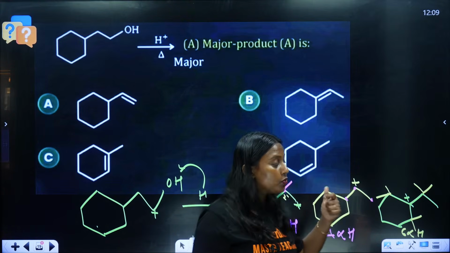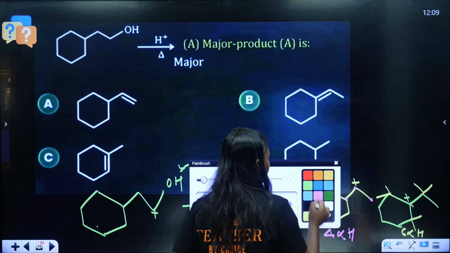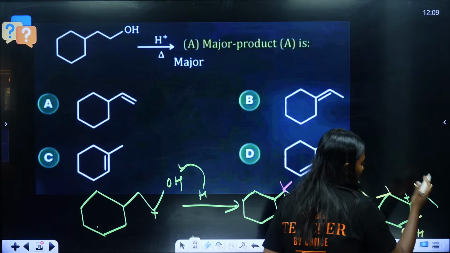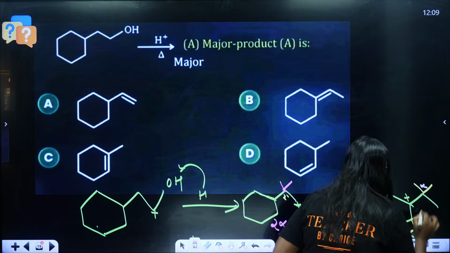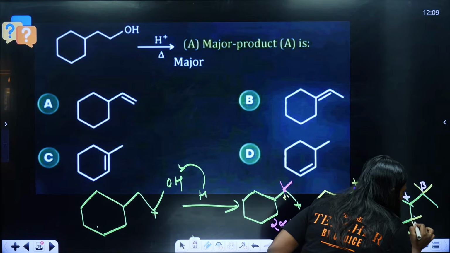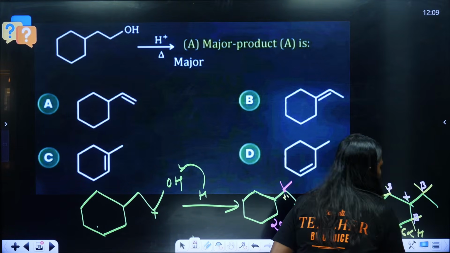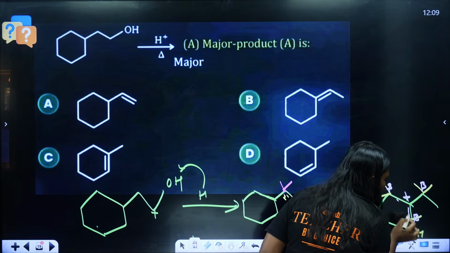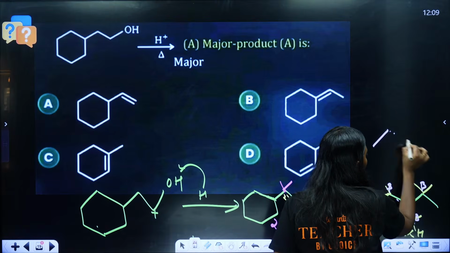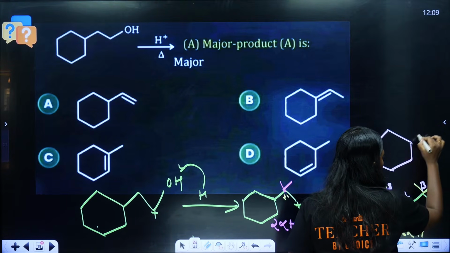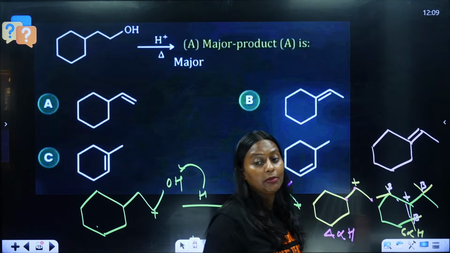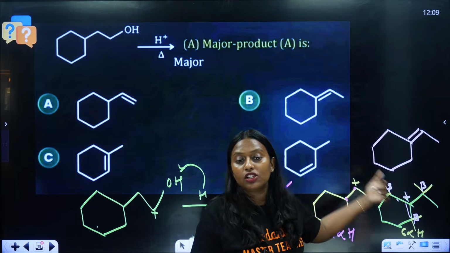Rearrangement is possible. So where will the double bond come? Where is the chance for the double bond? This is one beta carbon when you consider the carbocation, this is another beta carbon, and this is also another beta carbon. So the double bond can come here or here, similar. So I will write here, you can expect a double bond here also. So which one is more stable, this or this? Which alkene is more stable?